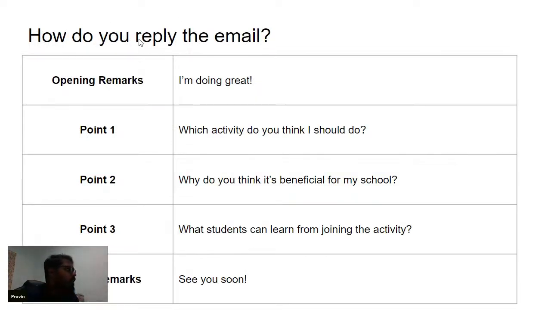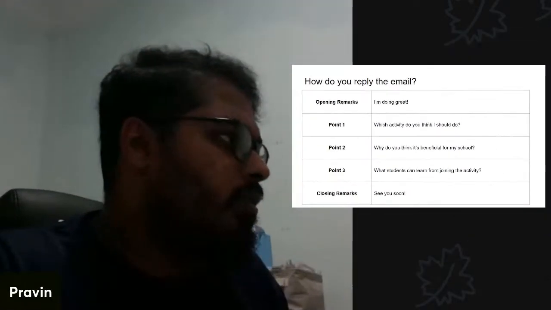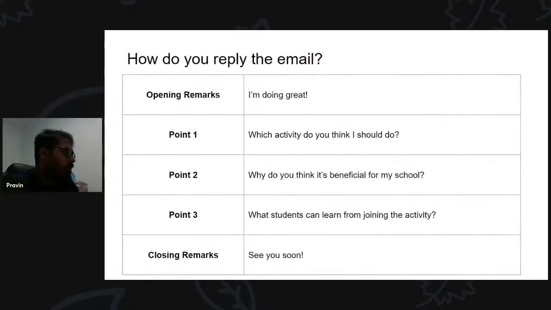Okay, and then so this will be the structure. Let me just see if I can hide myself. Okay. Oh no, this is good. Give me a minute. Okay. All right. Let's get back to this.